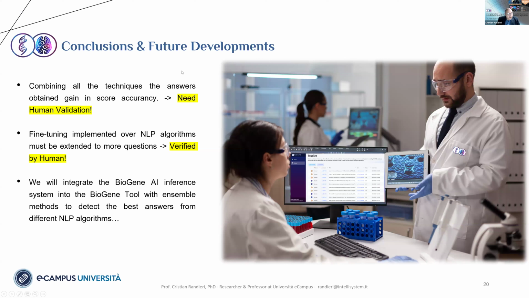So, in conclusion, we can demonstrate that the text and the answers obtained by combining the experiments can improve the answer accuracy, but it's also very important that all of this procedure needs human validation. By the way, actually, we just let the algorithm choose the questions. So the fine-tuning implemented over the NLP algorithms must be extended to more questions that should always be verified by humans. This is just for the training phase.